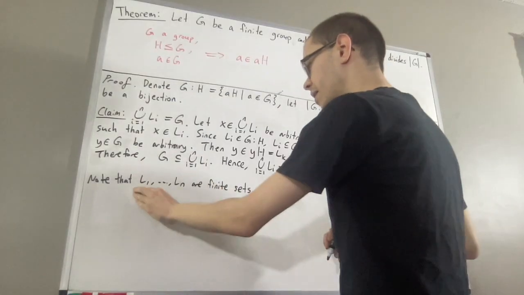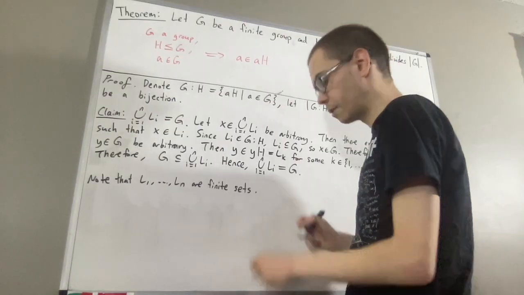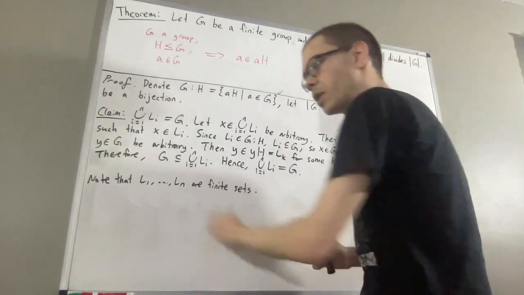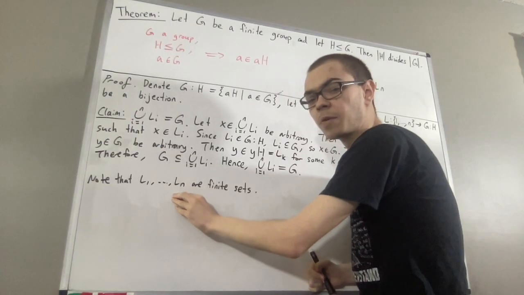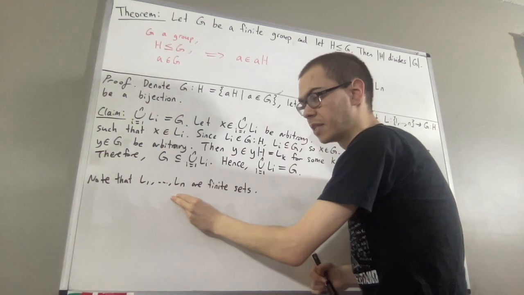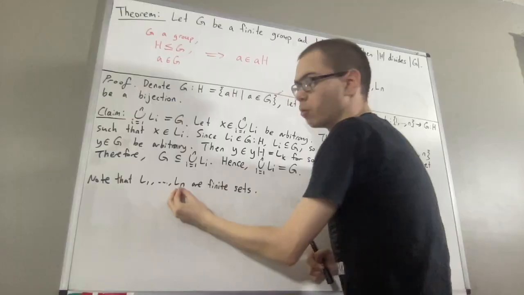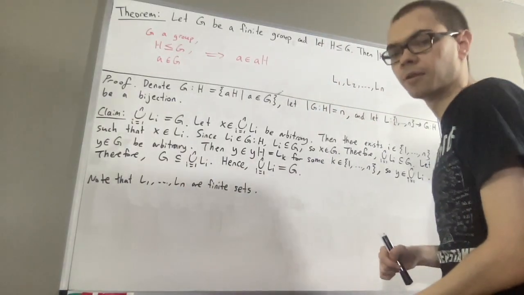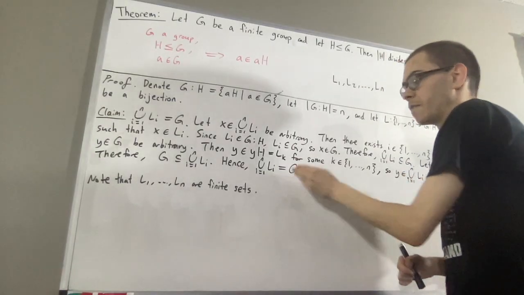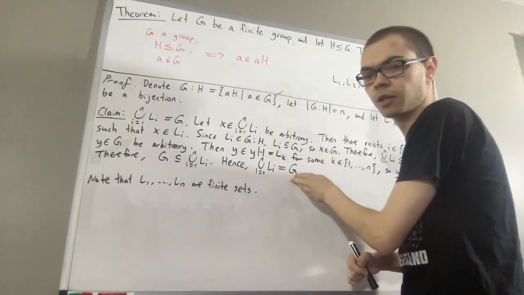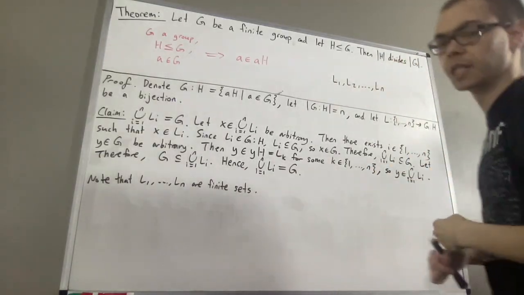But the claim is that this collection of sets is pairwise disjoint. Because if we can show that, it would follow that the union of all of these sets is finite. And the number of elements in the union must be equal to the number of elements in L1 plus the number of elements in L2, and so on, plus the number of elements in Ln. But since we know the union itself is equal to G, that gives us an idea of the number of elements in G. And we're going to try to express the number of elements in G as a multiple of the number of elements in H.